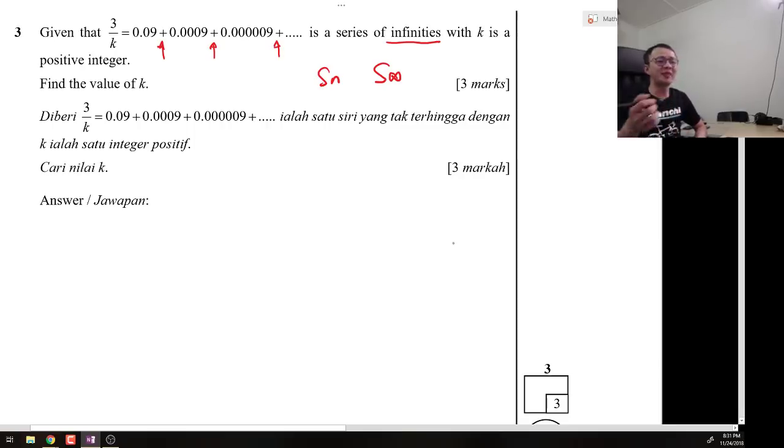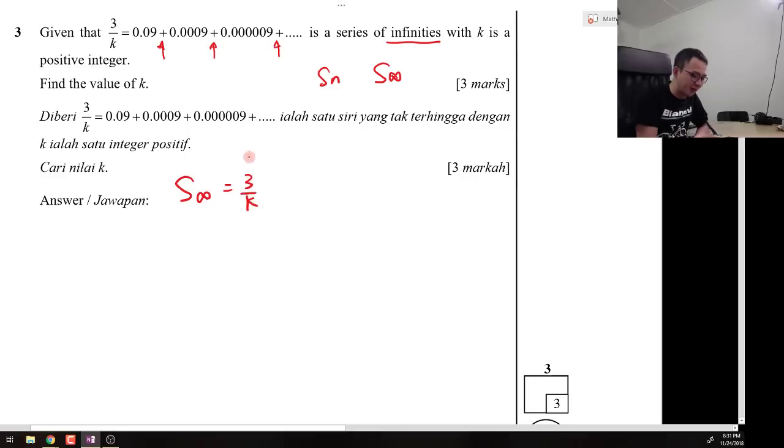But for sum of infinity in SPM, one of the very obvious pieces of information is that you can see the value of the sum becoming smaller and smaller. Alright, then we will use the sum of infinity. If you see the value of the sum becoming bigger and bigger, then you cannot use the sum of infinity formula.